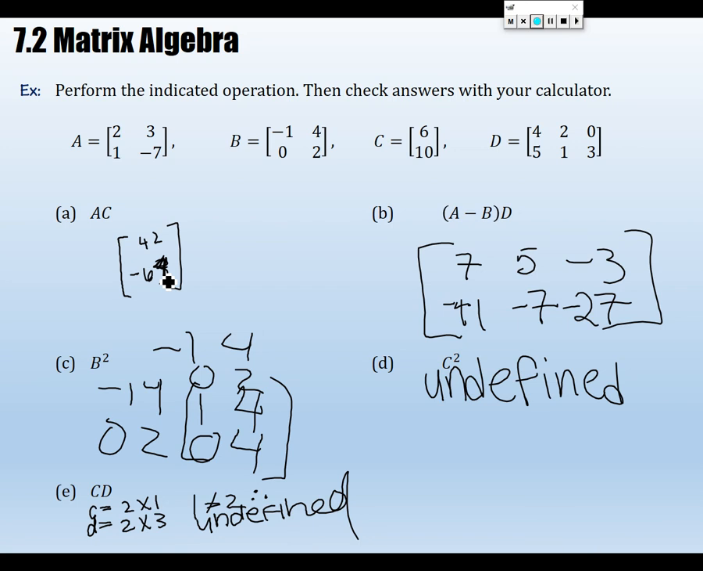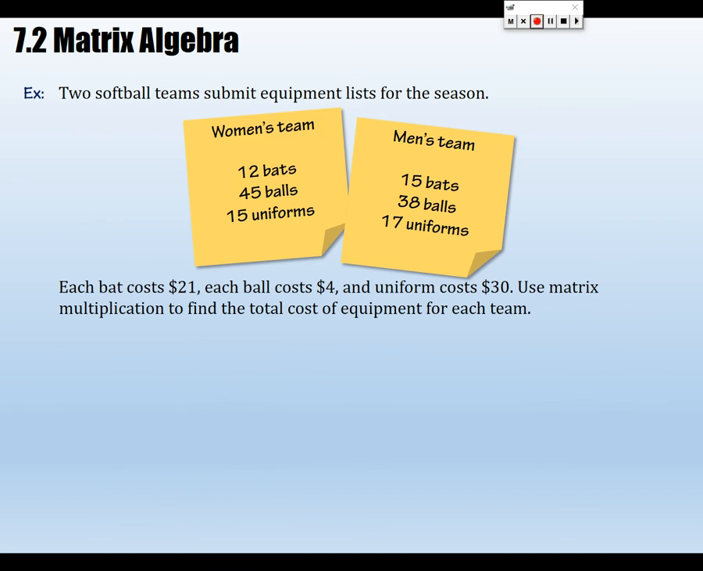Questions, comments before we go off this page? Hopefully at this point in life you are now an expert at matrix addition, subtraction, scalar multiplication, and matrix multiplication, and doing all those things with the calculator. Alright, last we'll end with a slightly useful real world example, though it's a stretch, but alright.